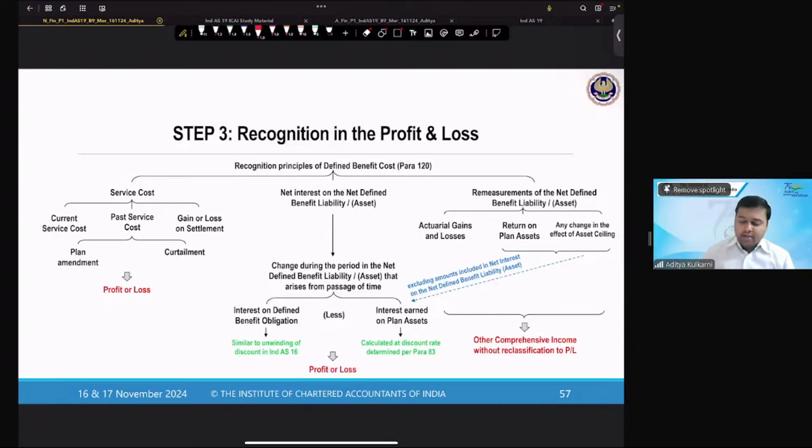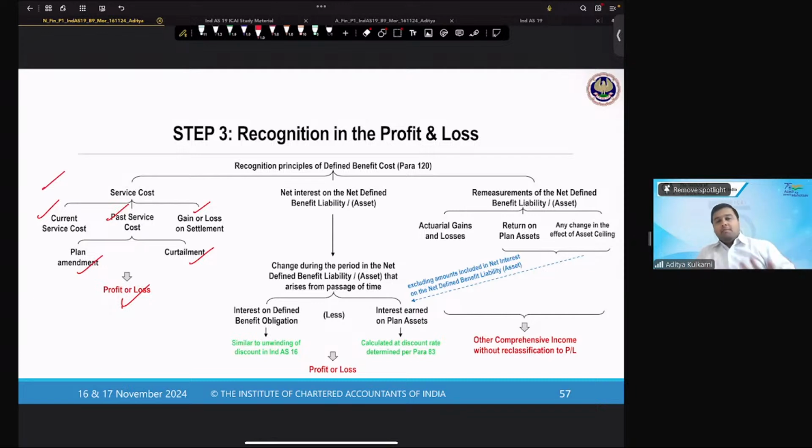So now these are the recognition principles for all these items, whatever we have studied. Current service cost, past service cost, gain or loss on settlement. I have not explained to you the theory, but we'll look at the question, you will understand. This past service cost arises due to plan amendment. We have done that. Curtailment we will do. So this comes to the profit or loss. This part is absolutely clear. We have practically done all the questions.